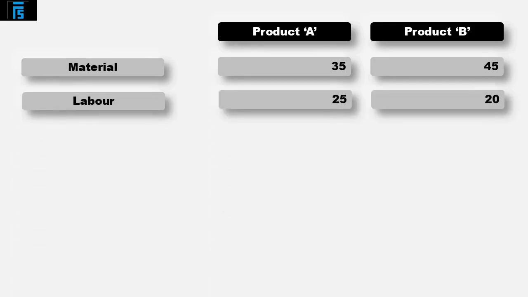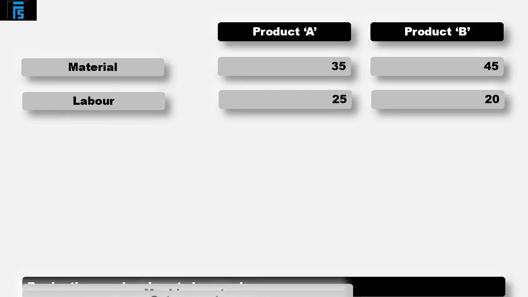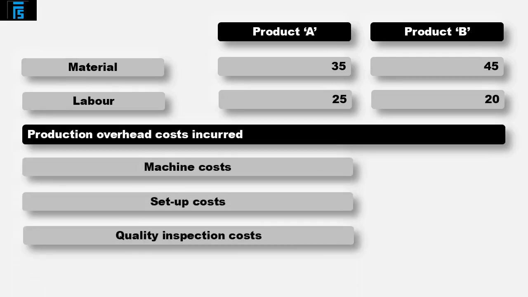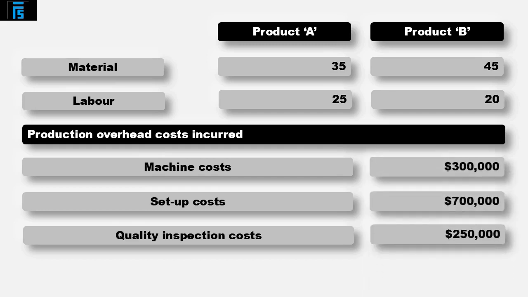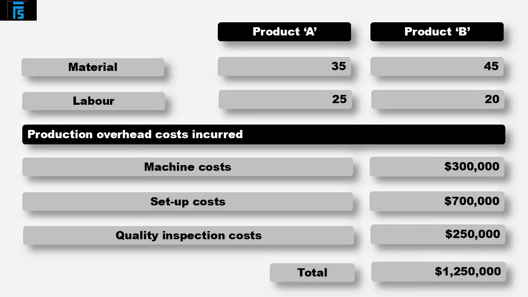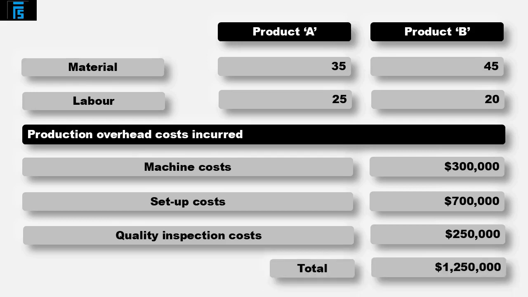Similarly, the direct labour costs are given as 25 for product A and 20 for product B. The production overheads are broken into different types or cost pools. The cost pools are machine costs, setup costs, and quality inspection costs. The total overhead per each cost pool is 300,000, 700,000 and 250,000 respectively. Total production overhead amounts to 1.25 million.